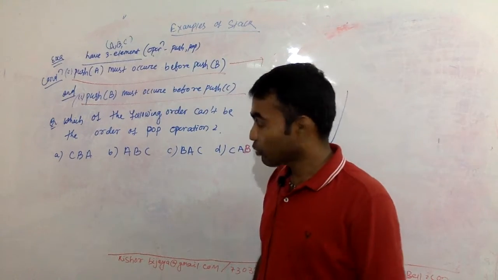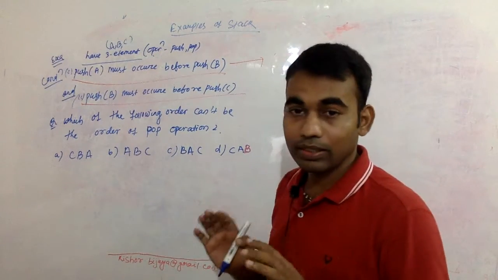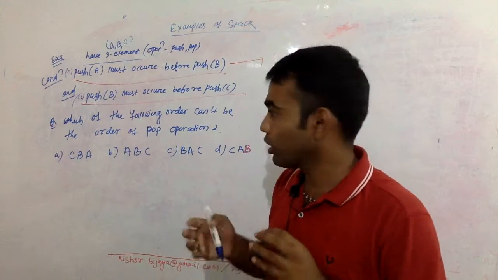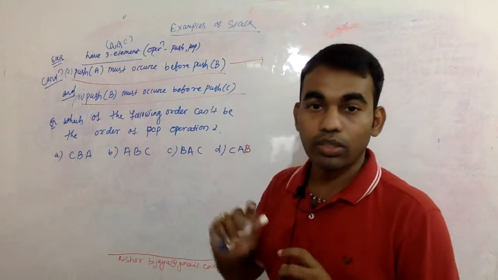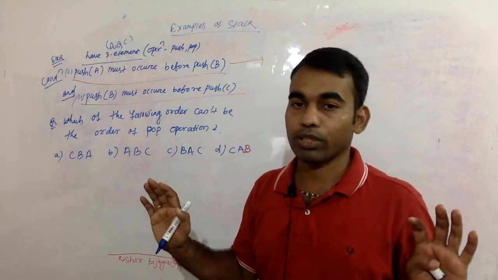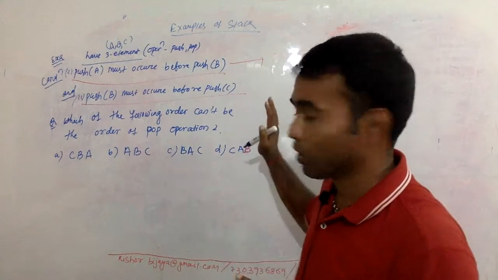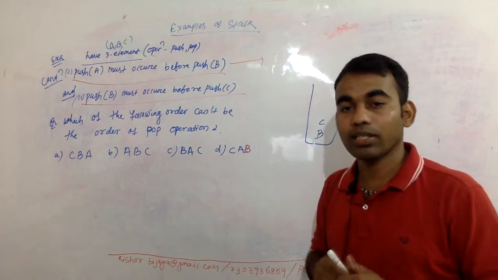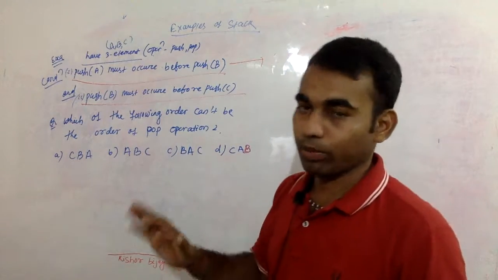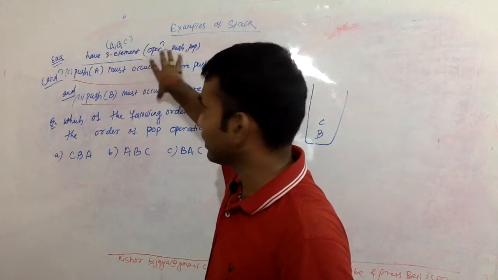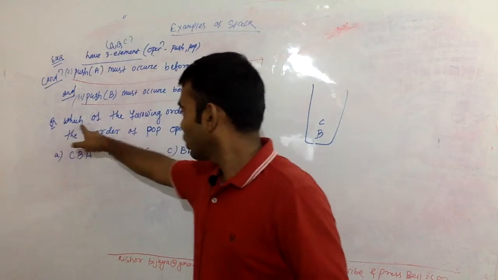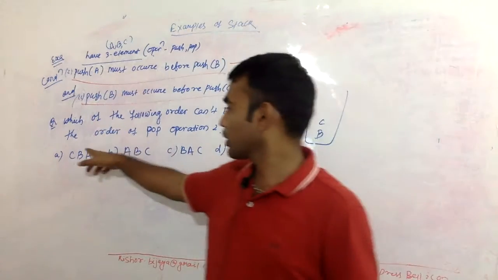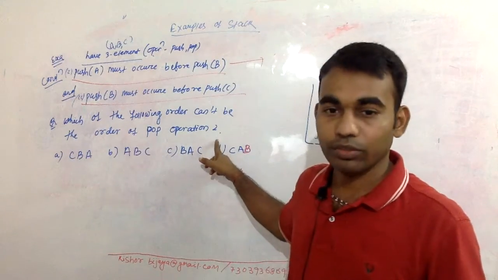Remember one thing, there is a hint I am giving here, with which you will be able to solve this. There is no restriction on the pop operations. The restriction is only on the push operations. So the question is, which of the following orders cannot be the order of the pop operations?